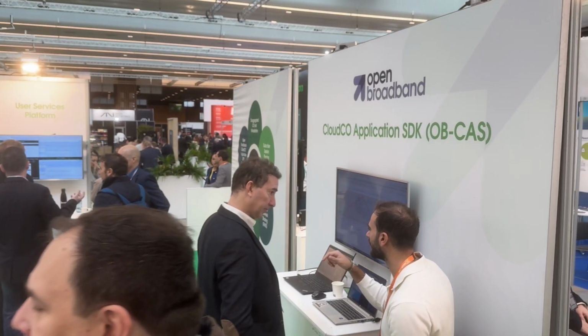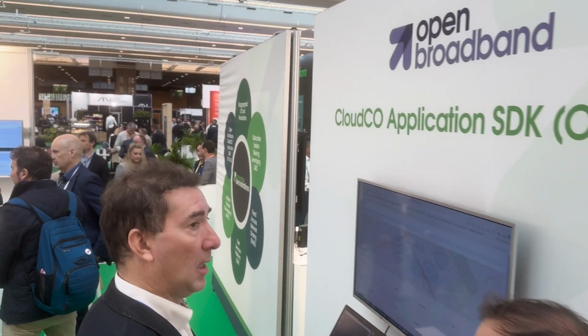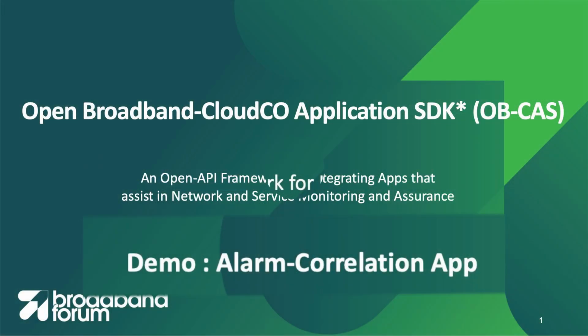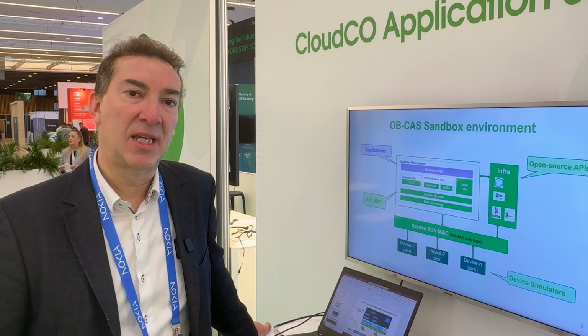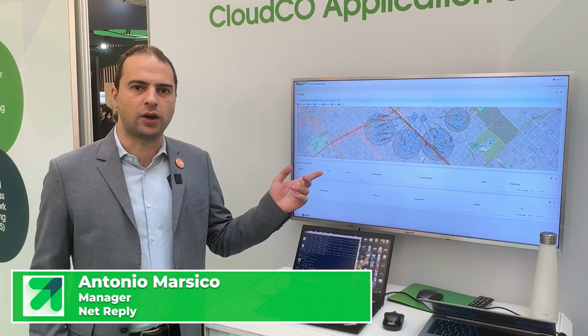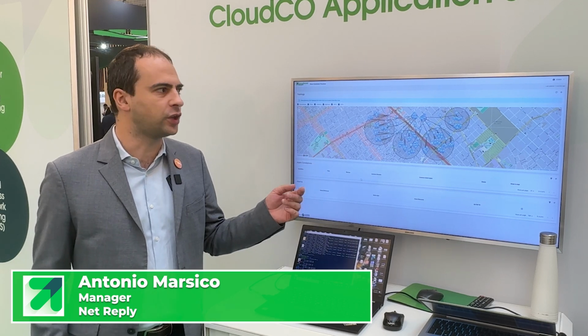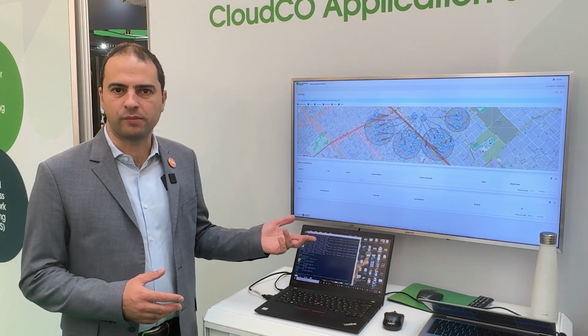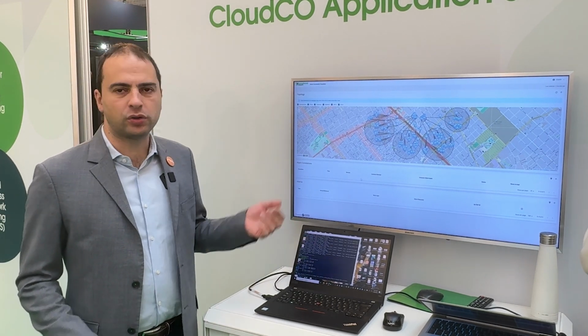So how is OB-CAS demonstrated in this Broadband Forum Innovation Demonstration area? This year we decided to demonstrate OB-CAS by developing ourselves a first application, which is called an alarm correlation application. What we are going to see now is one practical application of the OB-CAS framework. What we have developed together with other BBF members is the Alarm Correlation app.